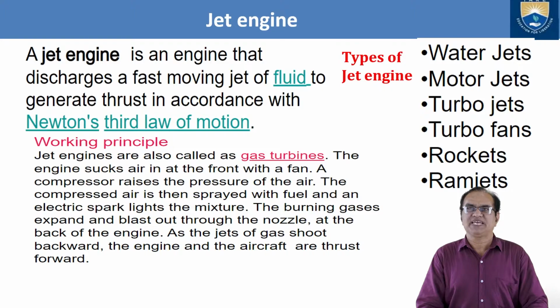The compressed air is then sprayed with fuel and an electric spark lights the mixture. The burning gases expand and blast out through the nozzle at the back of the engine. As the jets of gas shoot backward, the engine and the aircraft are thrust forward.